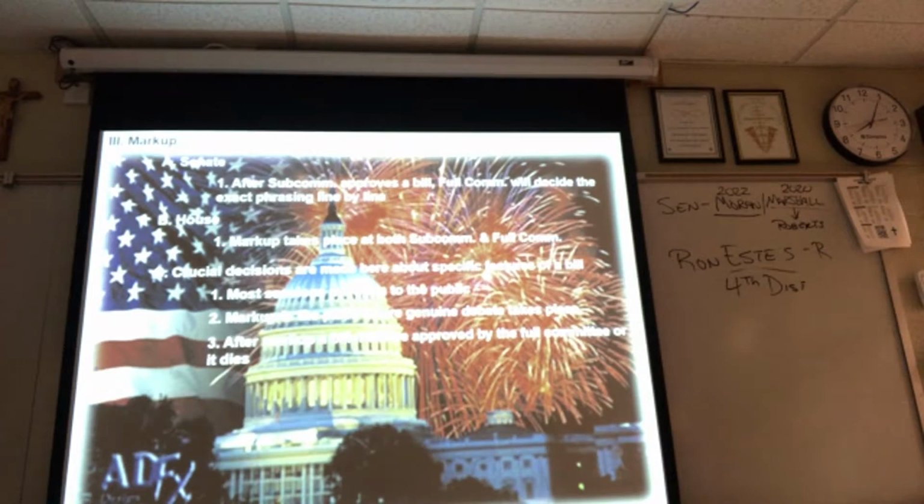Yeah. So markup takes place in both the subcommittee and full committee for the House? Do they also mark up in the Senate as well?